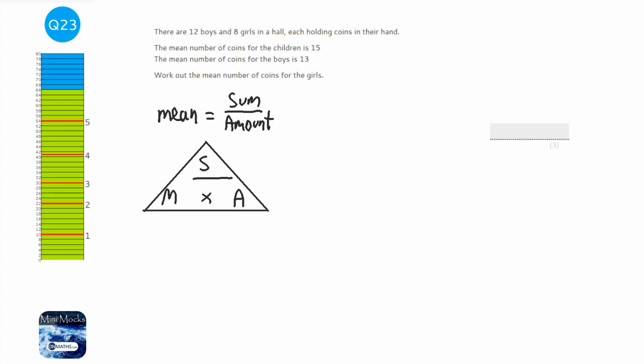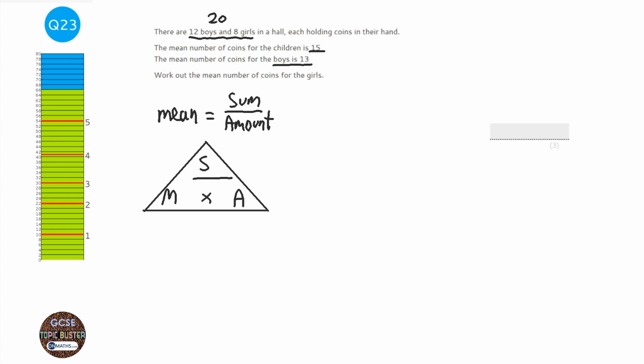Let's have a look. So it says there's 12 boys and 8 girls. So in total there's 20 children. So that's the first thing we need to realise. It says the mean number of coins for the children is 15 and the mean number of coins for the boys is 13. And we've got to work out the mean number of coins for the girls. So we know how many girls there are, which is 8, but we don't know the total amount of coins for the girls.